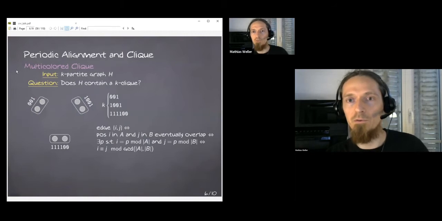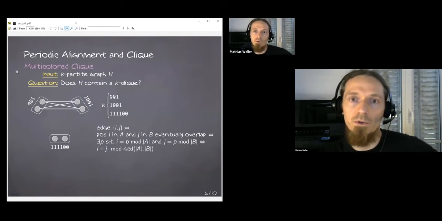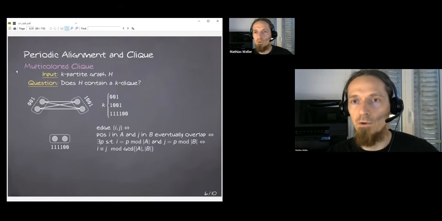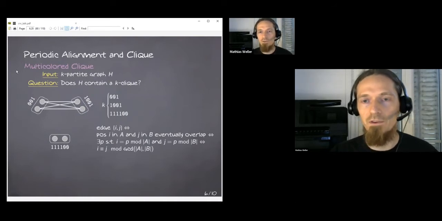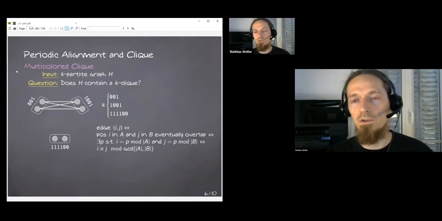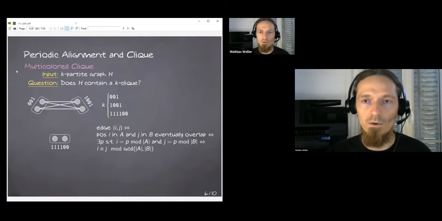So what we can observe is that we will have all the edges between these 2 partitions because their lengths are prime, which means that the GCD will be 1, which means that every 0 of the first sequence will eventually overlap with every 0 in the second sequence.